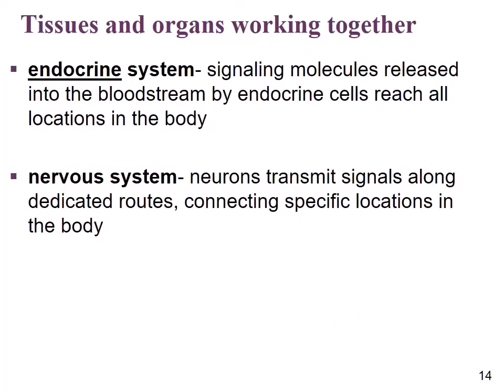In order for your tissues and organs to work together, they need to be able to send messages to each other and receive messages from each other. So that's kind of the role of the endocrine system and the nervous system. The endocrine system releases molecules into the bloodstream, and that can reach locations throughout the body. The nervous system is where we have neurons that transmit signals along a specific pathway, and that connects specific locations to the body.